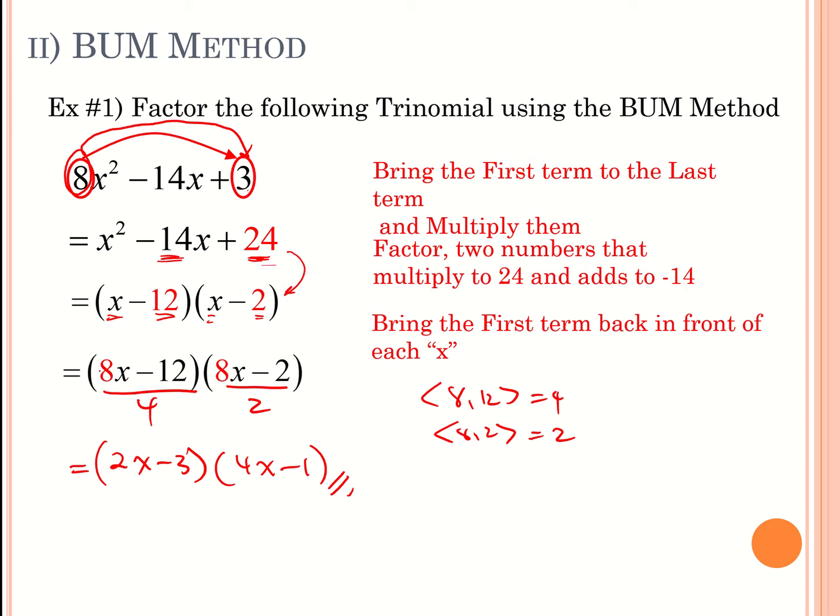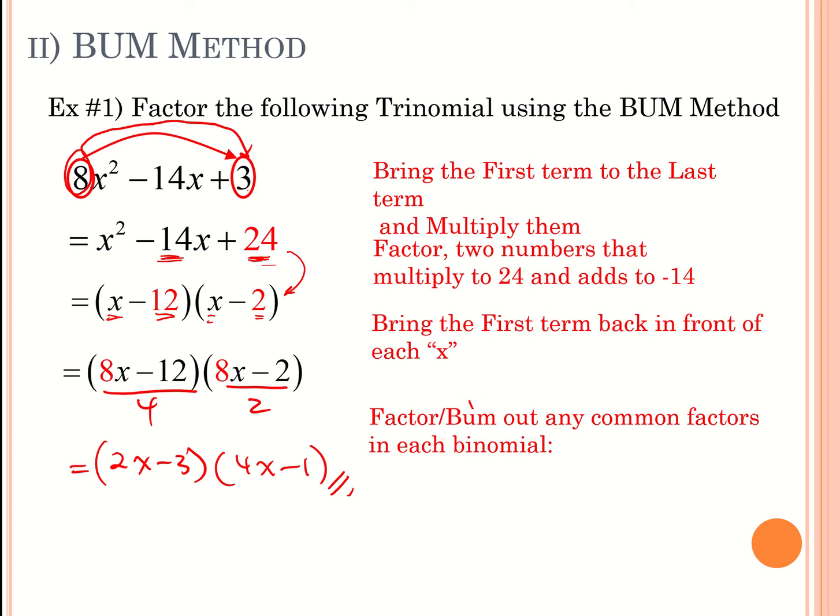After you factor it, you bring the number that you brought to the back in front of each of the x's. And the last step is you just bum out any common factors in each binomial, okay? Like you bum out the greatest common factor, that's it.